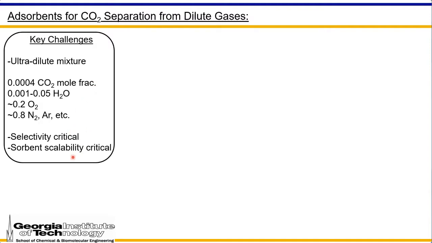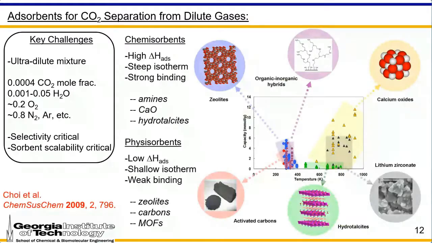We also need a sorbent that's readily scalable and can be made on a very large scale in order to supply the scale of separations that are needed for this application. So in 2009, while we were still primarily focused on separations of CO2 from flue gas, we published a review describing the various sorbents that have been used for CO2 separations up to that time. Shown here is a plot of capacity in moles per kilogram as a function of operating temperature in Kelvin.